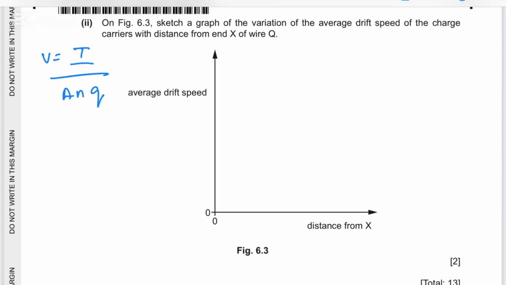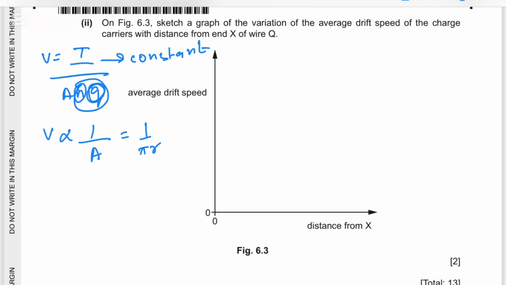The current along the length of this wire will remain the same because here you need to recall Kirchhoff's first law, which states that the sum of currents entering a junction must be equal to the sum of currents leaving this junction. So this remains constant, and so does the product of number density and charge on a charge carrier. The number density depends on the material, which obviously remains the same along the entire length. Therefore, the average drift speed is only dependent on the cross-sectional area, which is pi r squared.